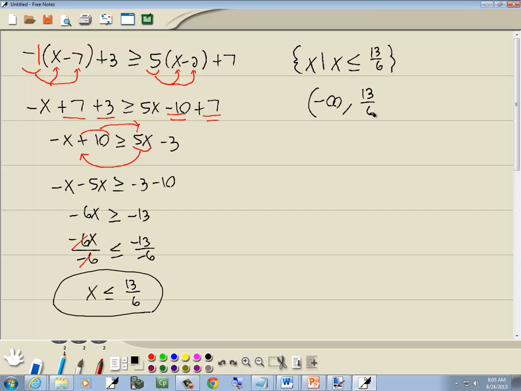Infinities always have parentheses on them. Specifically, it's a less than or equal to. That bar underneath means we put a bracket here. Less than or equal to is always a bracket. Now bracket on 13/6. So bracket on the 13/6 in the graph. And we're shading whichever way it opens, and the bracket opens to the left, so we're shaded to the left. And that's our answer.